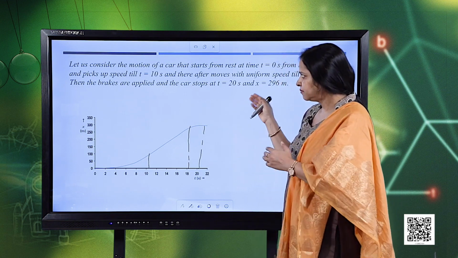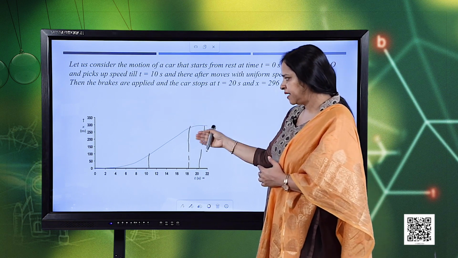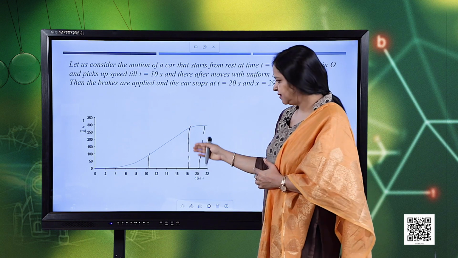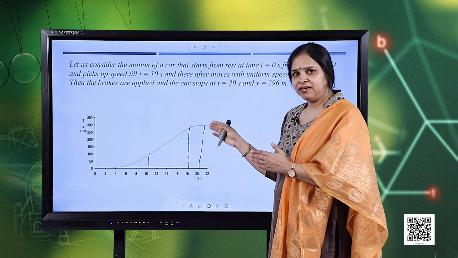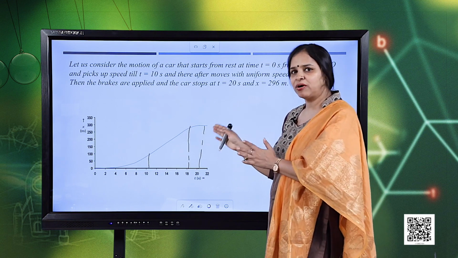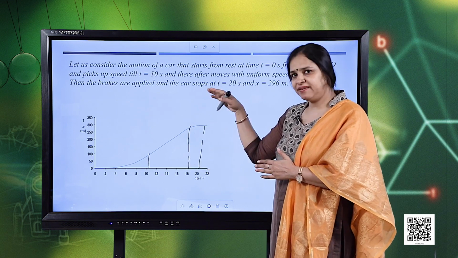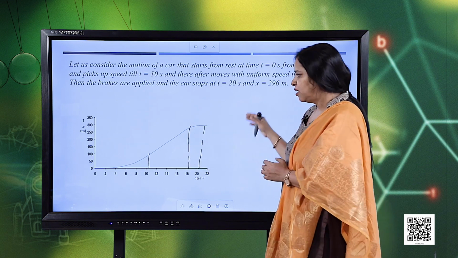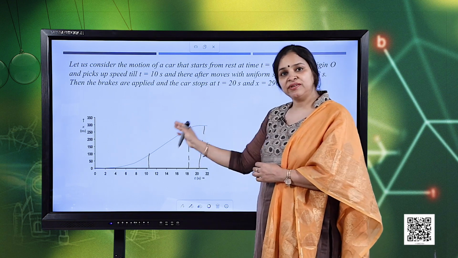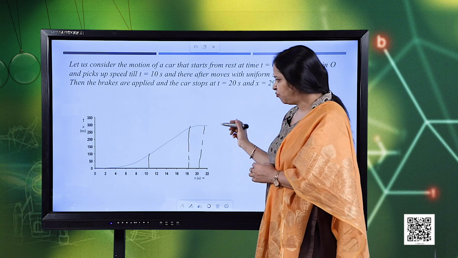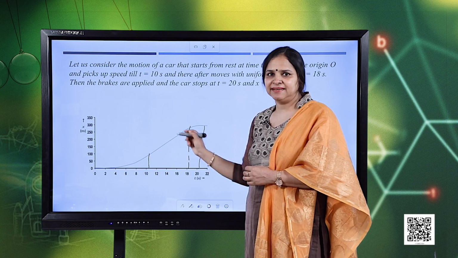So, using this graph we can see the motion of a car picking up speed till 10 seconds, then between 10 to 18 seconds the velocity remains uniform or constant, and thereafter for the next 2 seconds the speed is decreasing. How do we calculate the velocity using this x-t graph, the position-time graph? For this we can find the slope at each instant.